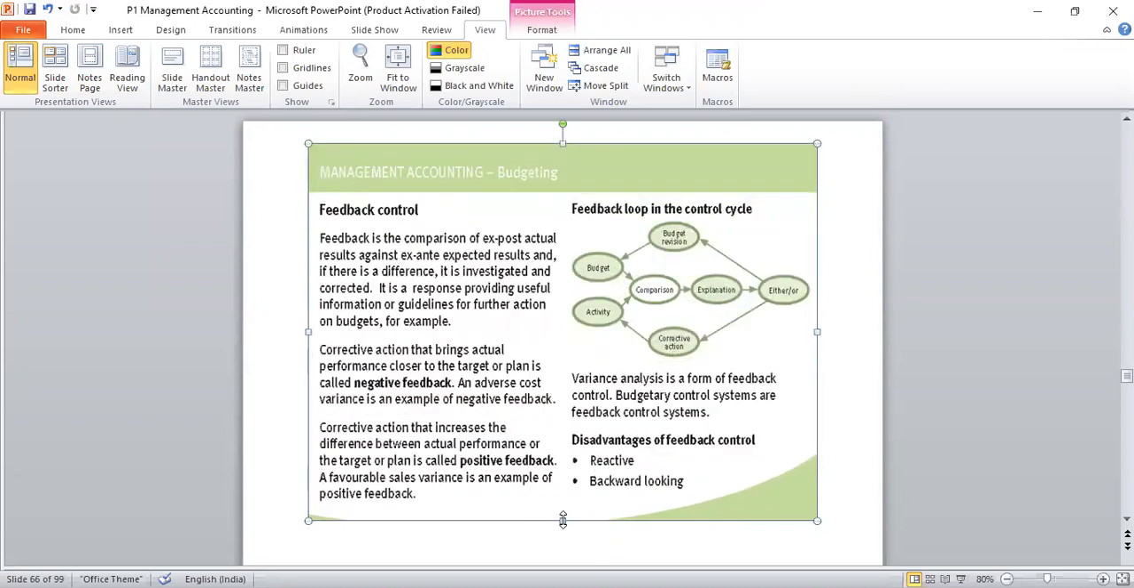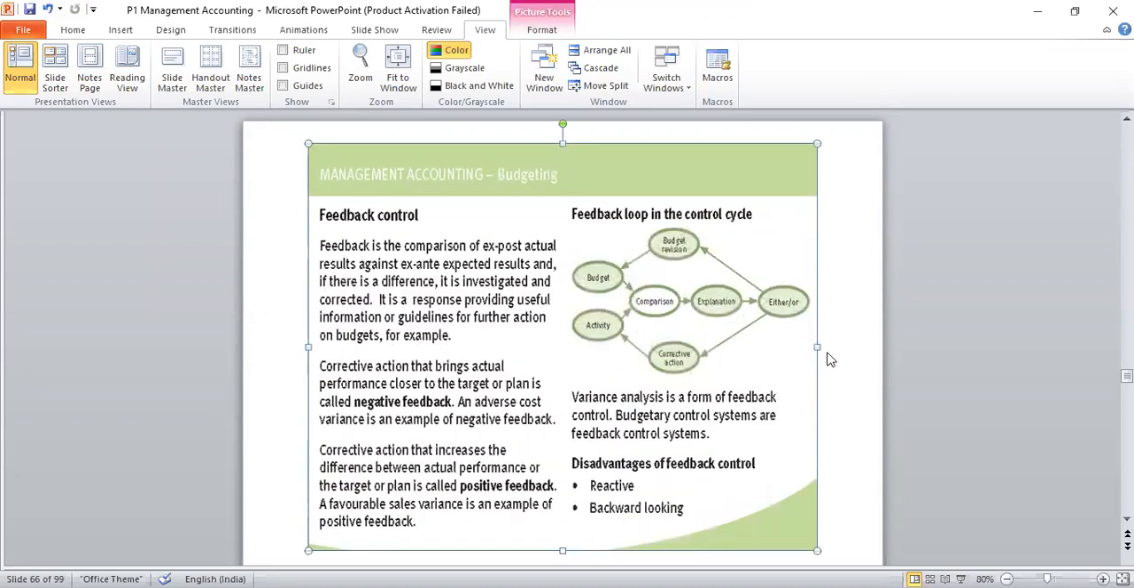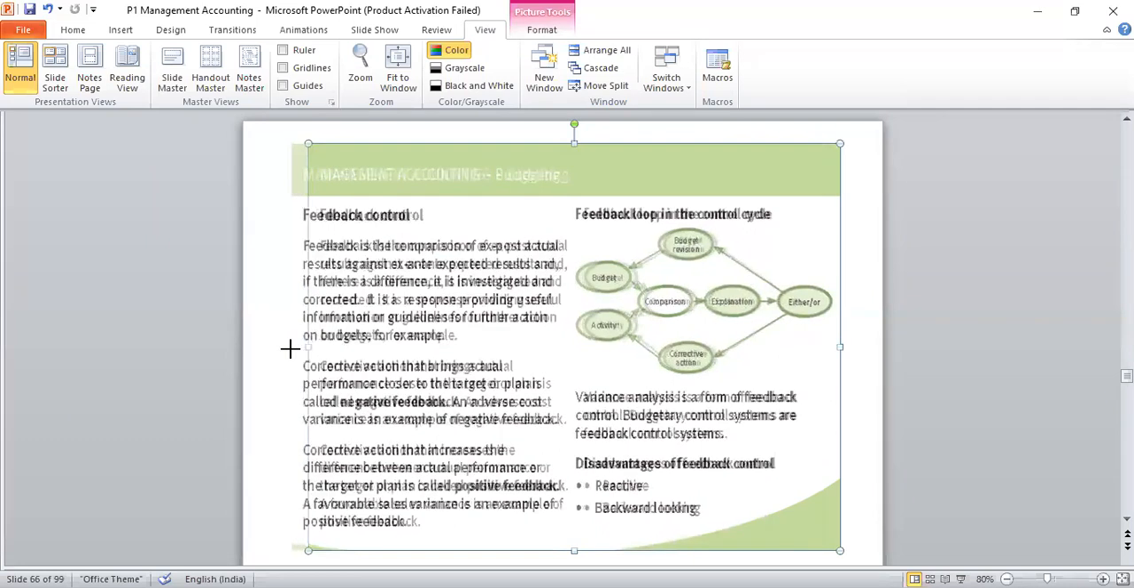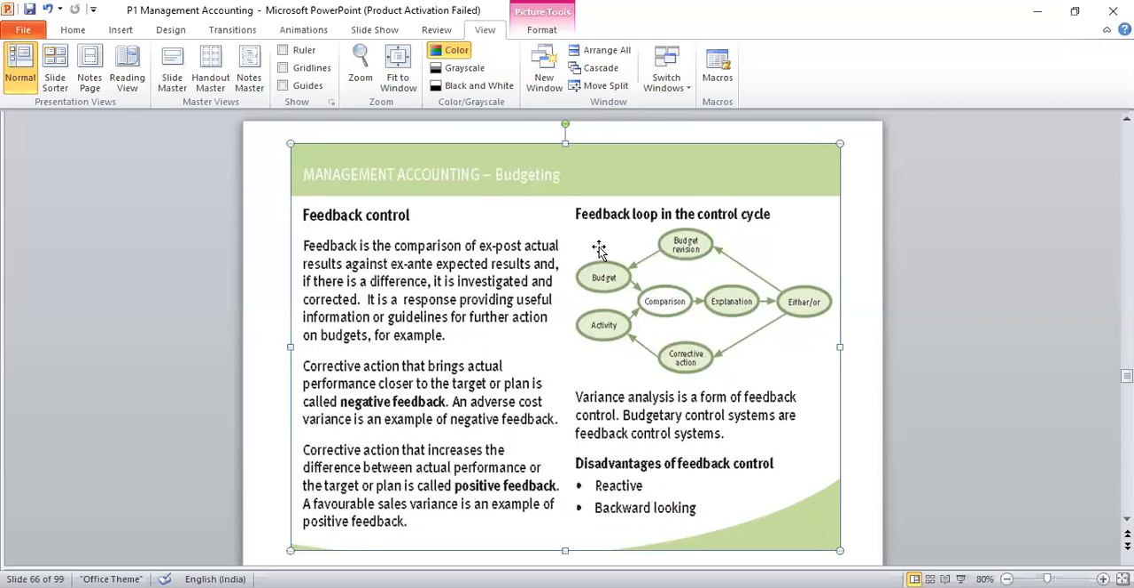See, when control measures are exercised, we are talking about budgetary control, isn't it? So when control measures are exercised in an organization, one way of controls is by way of feedback control. Feedback is looking into the past and providing some feedback, and that can act as a control mechanism. So feedback is the comparison of ex post actual results with ex ante expected results.